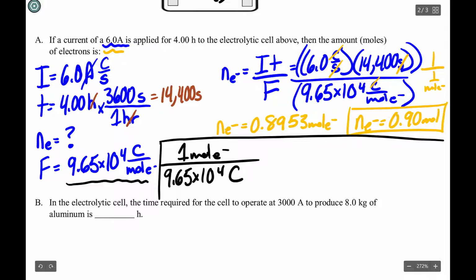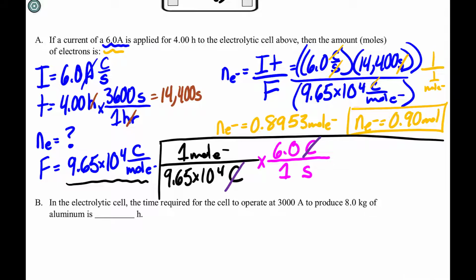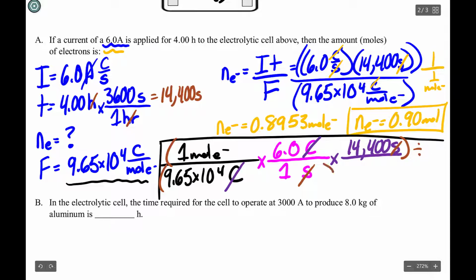Then I simply ask myself, okay, what has coulombs in it that can cancel out the coulombs down here? Well, current. There's 6.0 coulombs for every 1 second. And so then I cancel out the coulombs, and now I have moles of electrons per second. I don't want that seconds. So on my next fraction, I put 14,400 seconds on top. This is going to cancel out the seconds, and I'm left with the unit of moles of electrons. I put everything on top, hit divide, everything on the bottom, hit equals, and sure enough, it comes out to the exact same value.